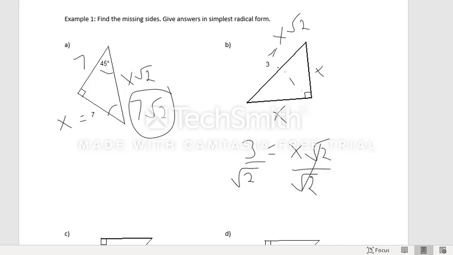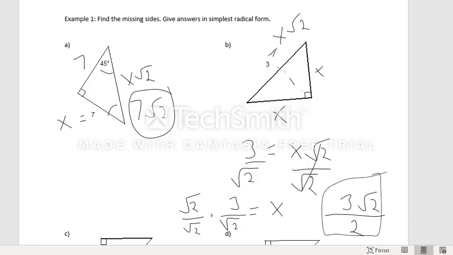All right, that'll cancel out here, and we'll get 3 over the square root of 2 is equal to x. This time we want to do the same thing we did before, get rid of the square root on the bottom, multiply the top by the square root of 2, and the bottom by the square root of 2. So we'll have 3 times the square root of 2, and the square root of 2 times the square root of 2 is going to be the square root of 4, which is 2. So my final answer for this side is 3 square roots of 2 over 2.